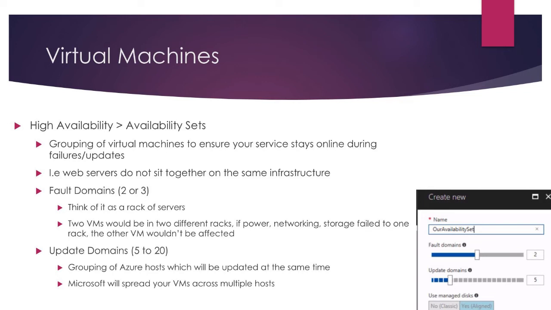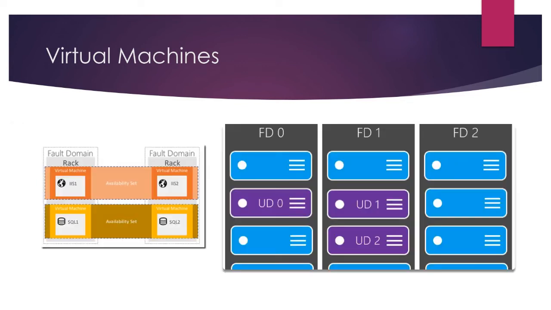domain. So what is a fault domain? A fault domain is either 2 or 3. Think of it as a rack of servers within a data center. So 2 VMs will be in different racks. So if power, networking, or storage failed to one of those racks, the opposing virtual machine in a different rack wouldn't be affected. An update domain is typically a group of 5 to 20 hosts within Azure, and these will all be updated at the same time. So Microsoft will ensure that your virtual machines are spread across different hosts.